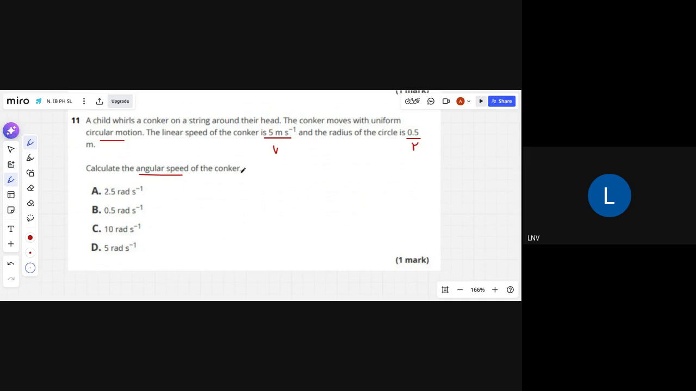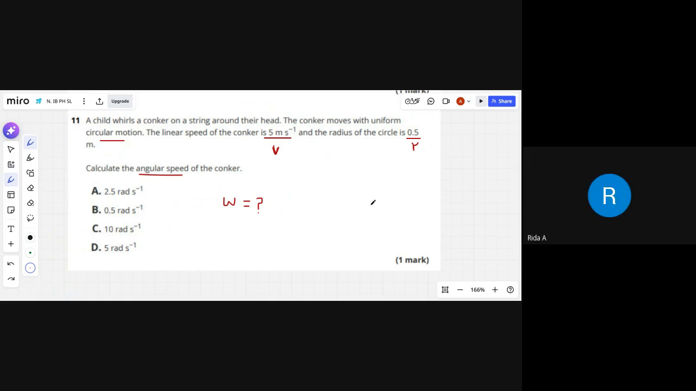So the speed is 5. Radius is 0.5. So the equation for angular speed equals... I remember. Wait. Is it theta over t?